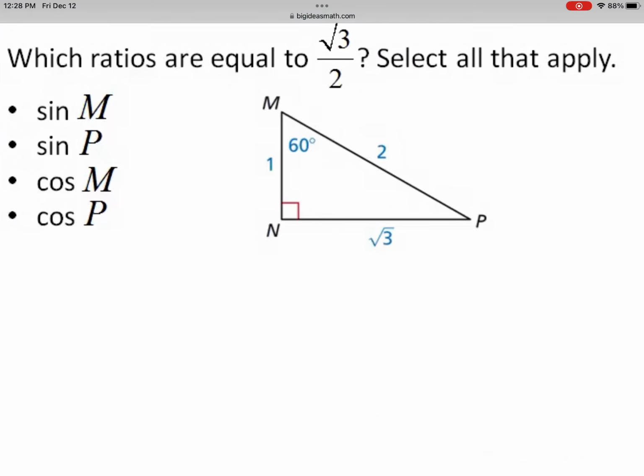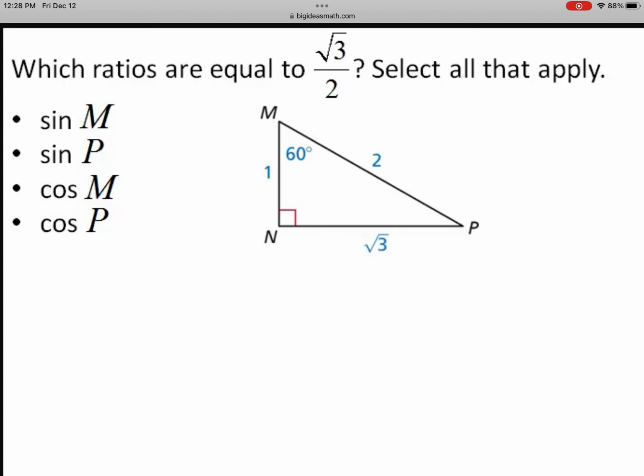Which ratios are equal to the square root of 3 divided by 2? Select all that apply. The sine of M, the sine of P, the cosine of M, and the cosine of P. So looking at the diagram, you want the ratio of the square root of 3 divided by 2. So you need the line segment NP divided by the line segment MP. So find all four ratios and see which ones are equal to the square root of 3 divided by 2.